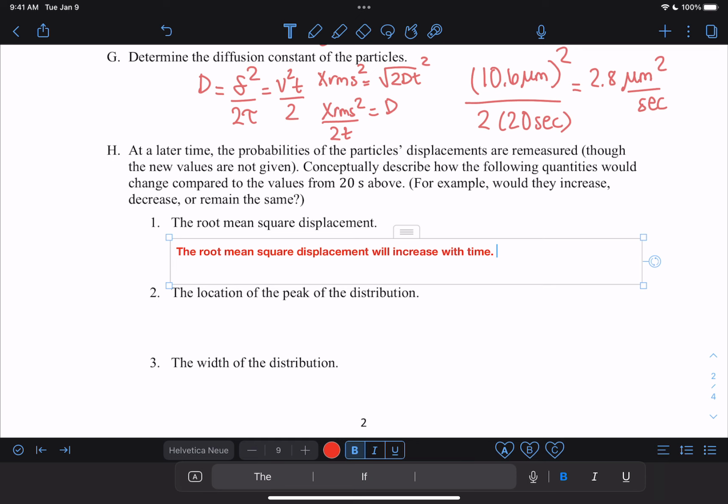I don't know. But root mean square displacement will increase with time. I'll just type slowly then, just to keep it steady. So the particles move outward with time. I'm typing as slow as I can.